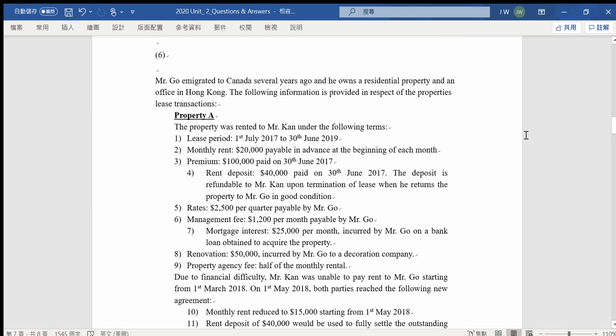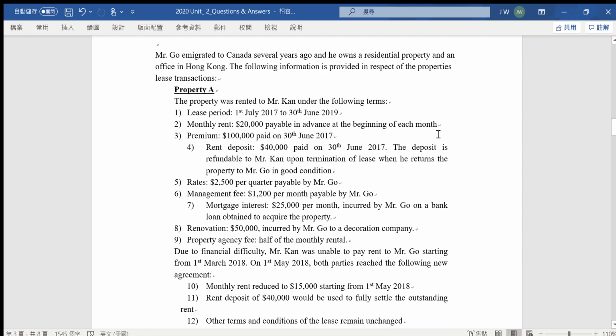Okay, the last question. This question is about Mr. Goh, who migrated to Canada several years ago. He owned residential properties and an office in Hong Kong. And the following information provides the property lease transactions.